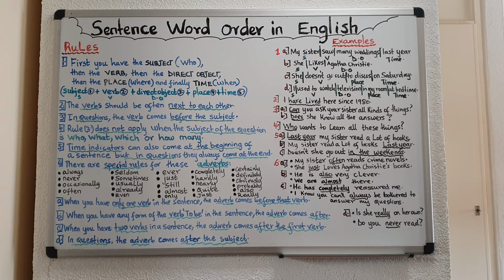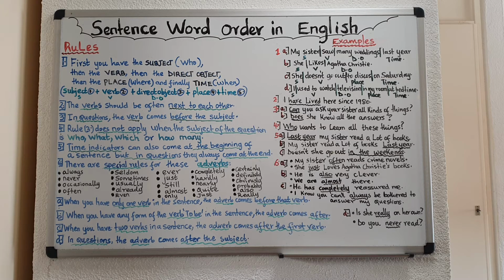For example, in the sentence, Jack kicked the ball. Jack is the subject. Kicked is the verb. And the ball is the direct object. Jack kicked the ball. Subject Jack. Verb kicked. The ball, the direct object. Okay?